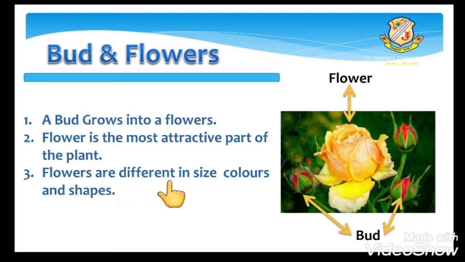Flowers are different in size, colors and shape. As you have already seen in the environment, there are some small flowers and there are some big flowers. They are different in size as well as in shape. So buds and flowers are part of the shoot system of the plant. Now we will come to the next.